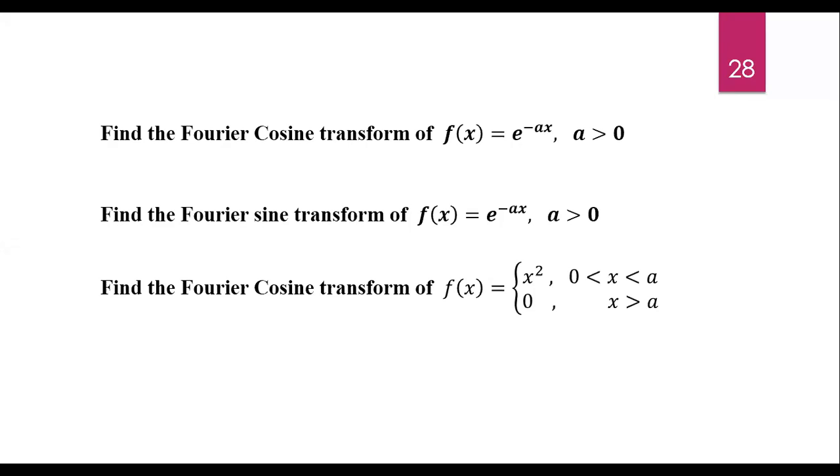In this video lecture, we find the Fourier cosine transform of the exponential function e raised to minus ax, the sine transform of e raised to minus ax, and the Fourier cosine transform of f of x equal to x square when x lies between 0 to a and 0 when x is greater than a. First, we find the Fourier cosine transform of e raised to minus ax where a is positive.